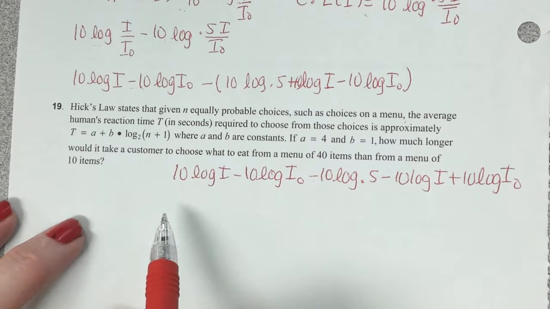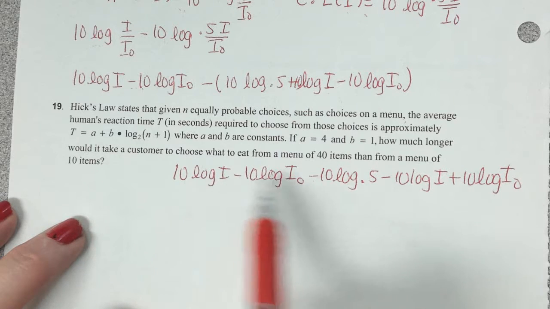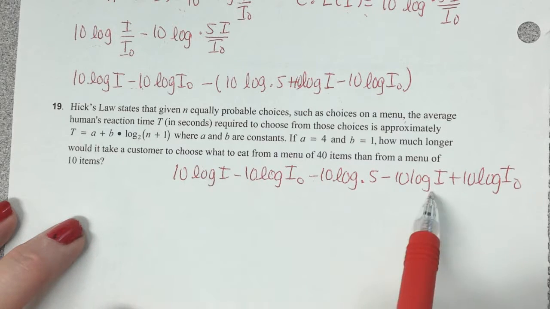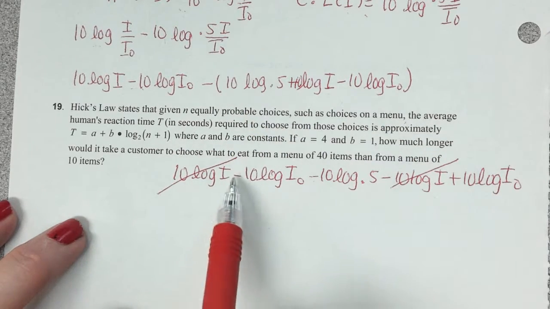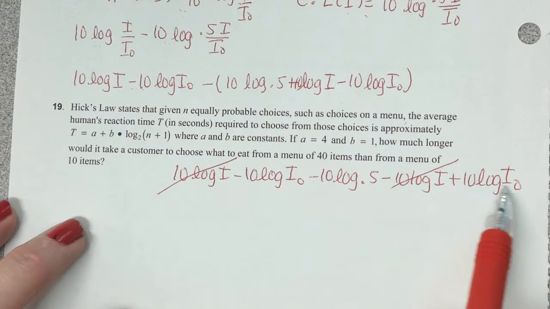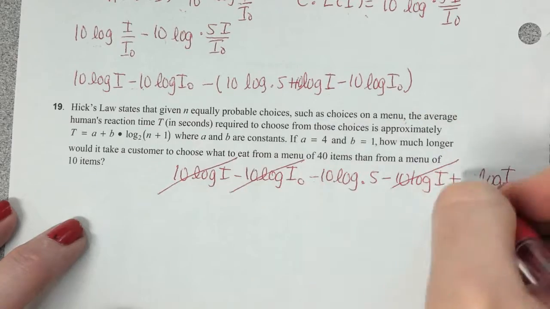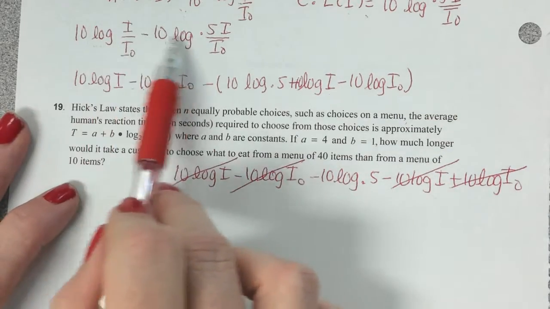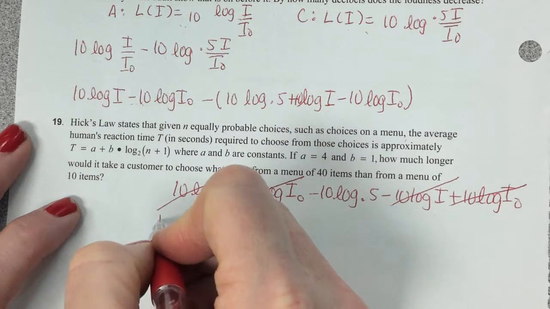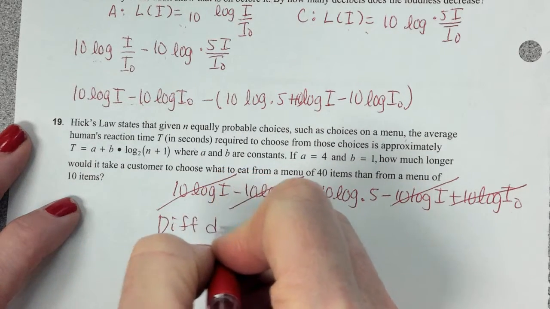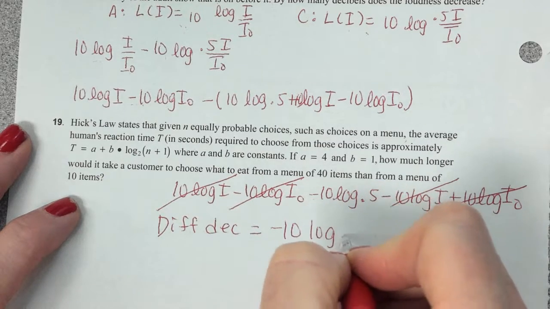You guys see what's happening? Everybody following? What's going to happen then if I have 10 log I minus 10 log I? What are those going to be? Those are 0, aren't they? What about this? Negative 10 log I sub O plus 10 log I sub O. What's going to happen with those? 0. So then the difference, remember back up here, we were trying to find the difference in the decibels. That difference in the decibels is going to equal negative 10 log 0.5.